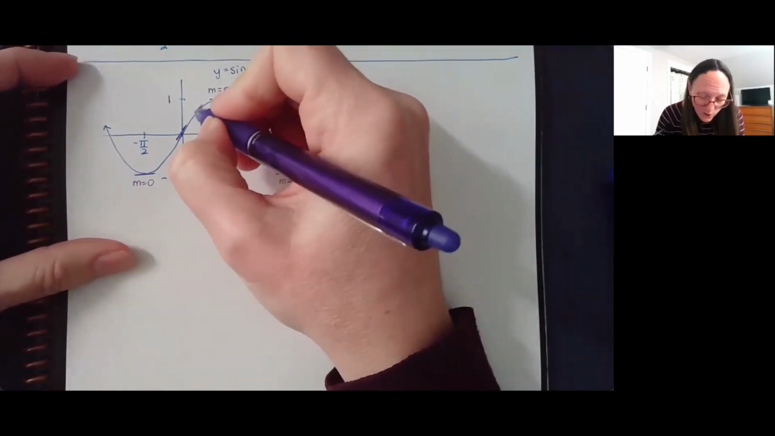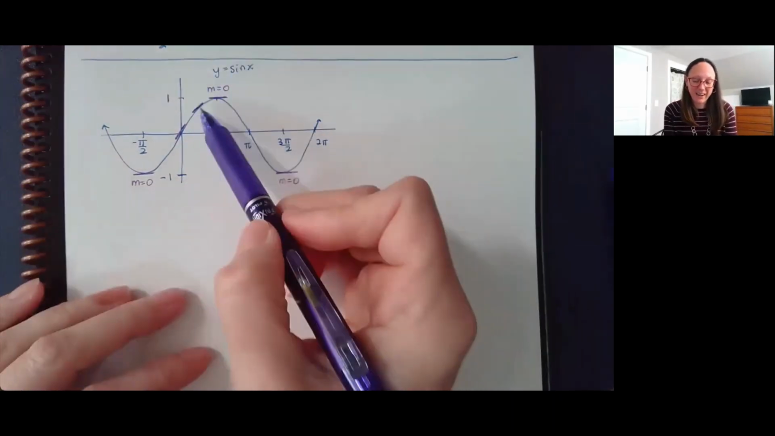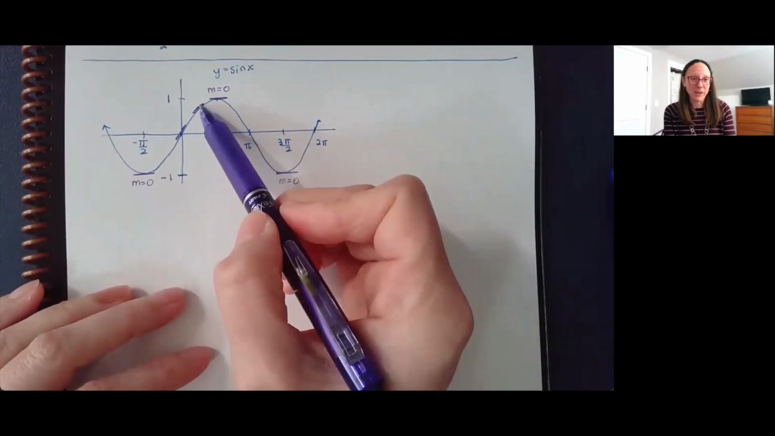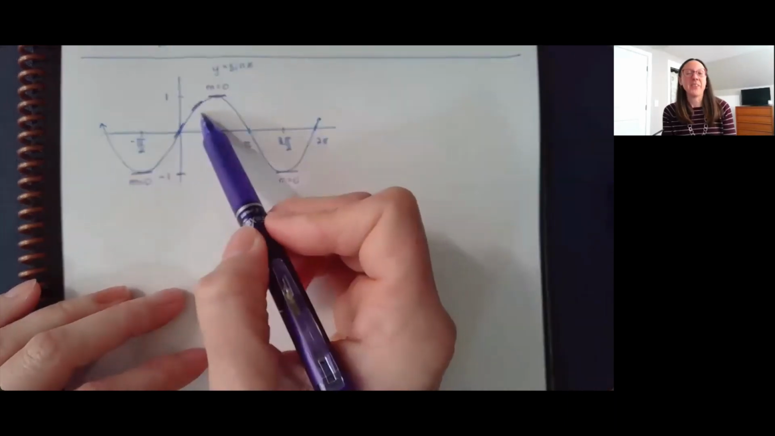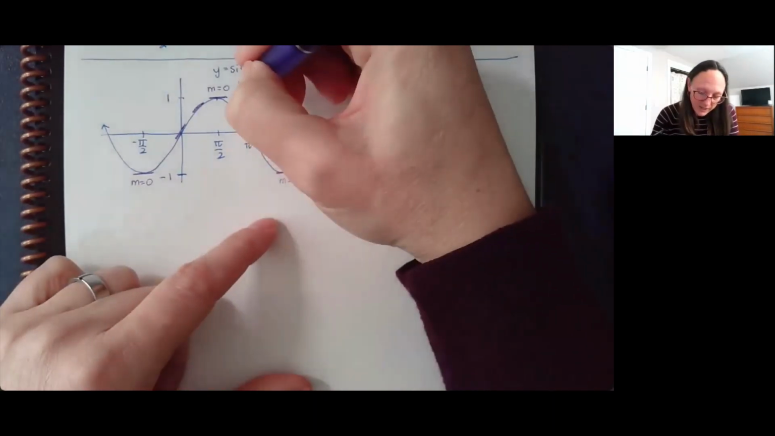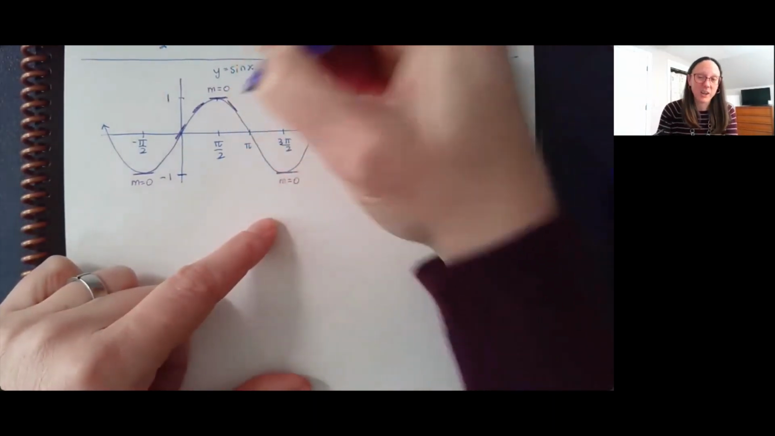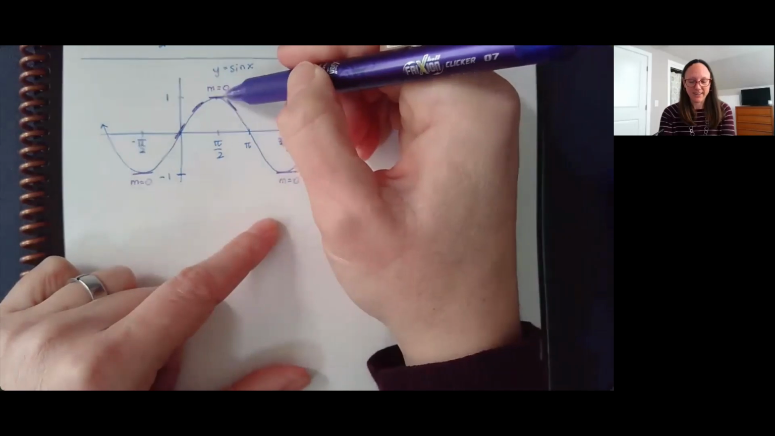Now up here, it's also a positive slope, but it's kind of flattening out a little bit because we're getting closer to that slope of 0. But on the other side of 0, now my slopes are negative because my graph is kind of going down.